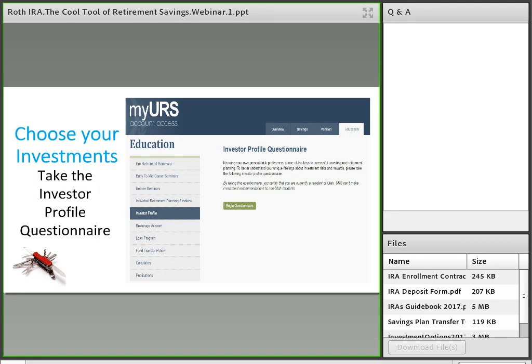For those of you who are just looking to get going, open this up and start contributing right away to a Roth IRA. Select that, just go with that target date fund there, that default target date fund.